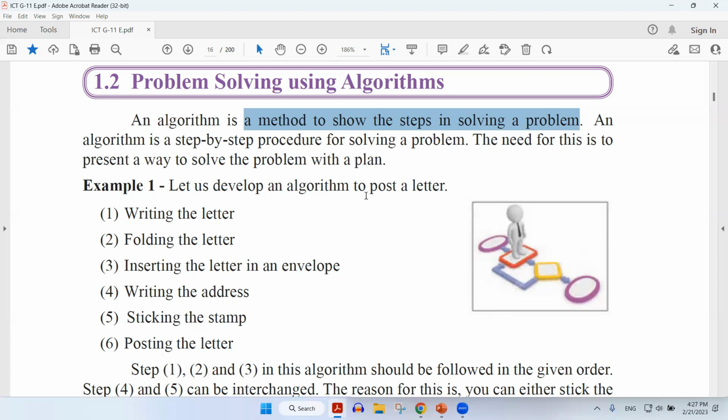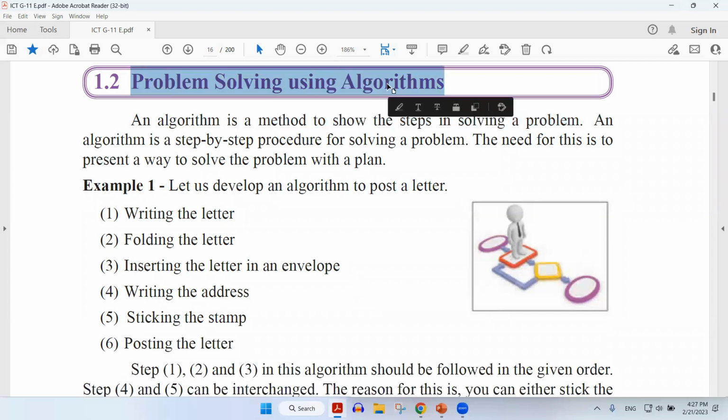So two specific methods, pseudocodes and flowcharts. Flowchart is the graphical representation. Pseudocode is the textual representation. All right, so let's first write about the term algorithm. Then we'll come to the pseudocodes and flowcharts. Have this heading, people: problem solving using algorithms, and write down the part that I am highlighting to you.